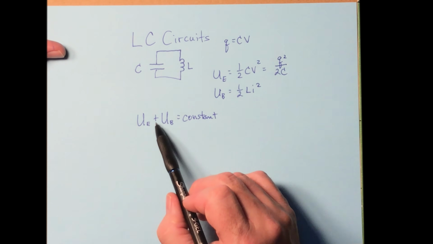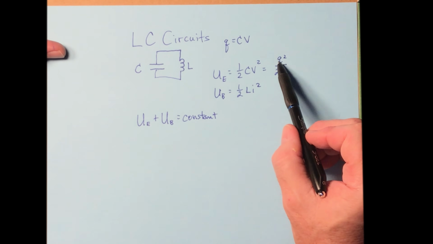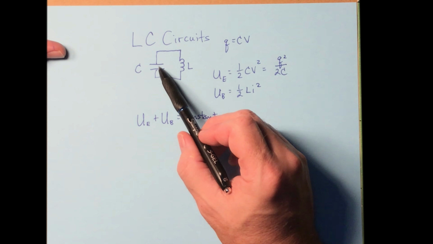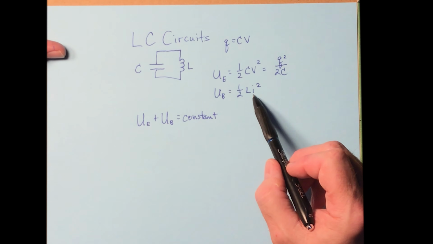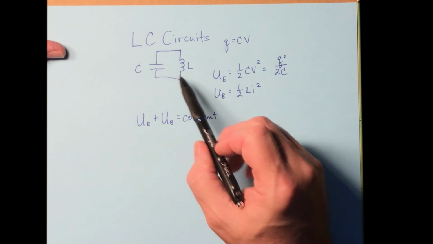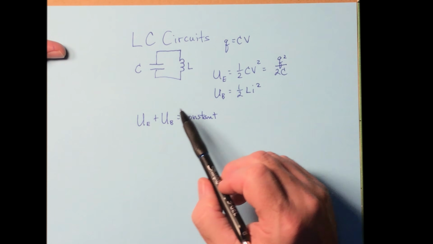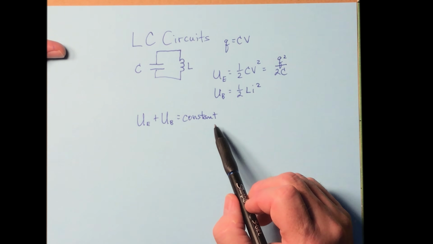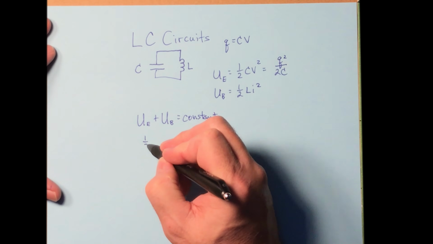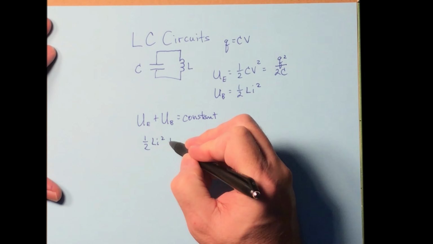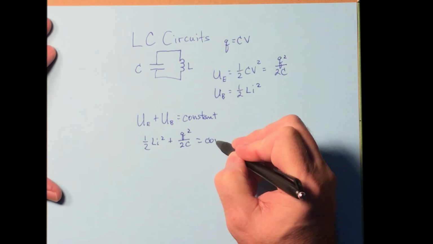So these two things are going to change with time. It's not that U sub E is constant, because Q, the charge across the capacitor, is going to change. So Q is a function of time. I is the current, and the current is a function of time as well. It's not that U sub E is constant or that U sub B is constant, it's that the total is constant for a perfect circuit. 1/2 Li squared plus Q squared over 2C has to equal a constant value.